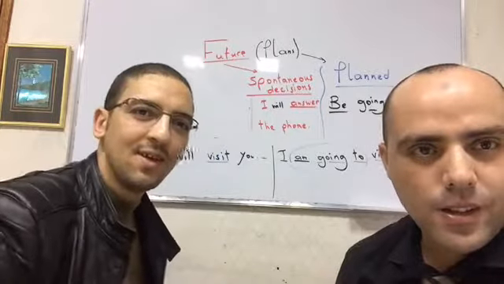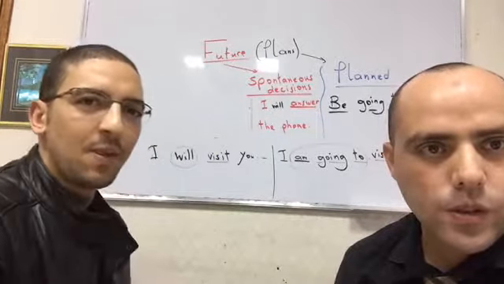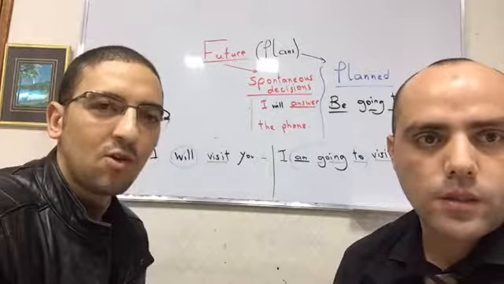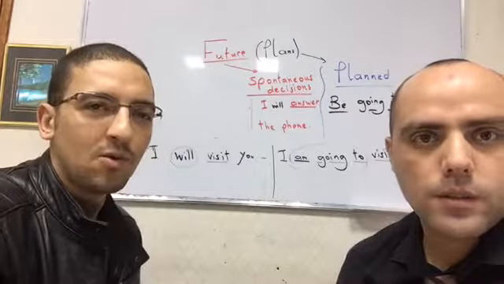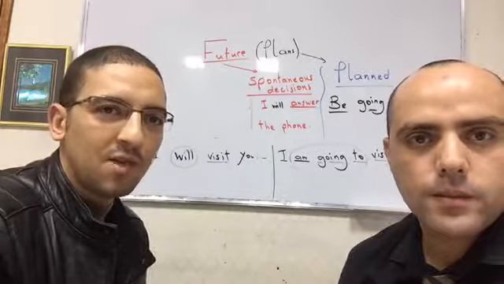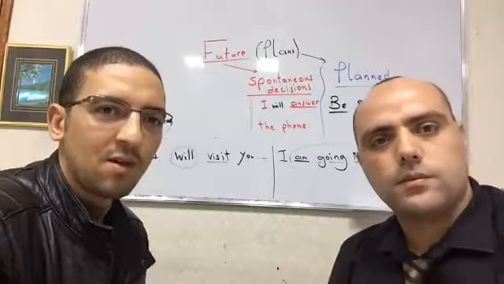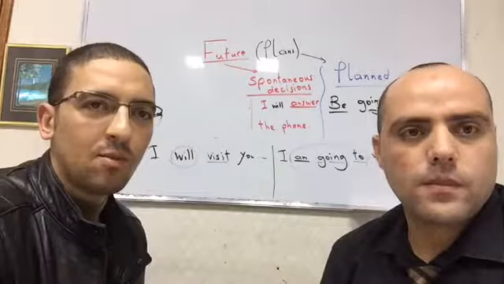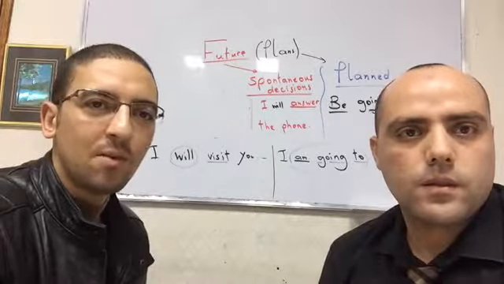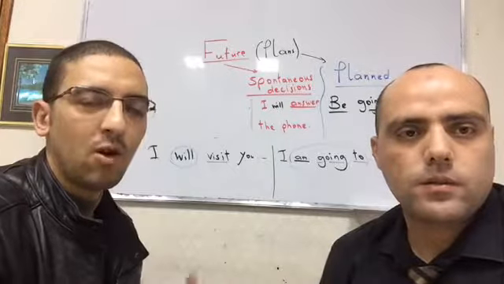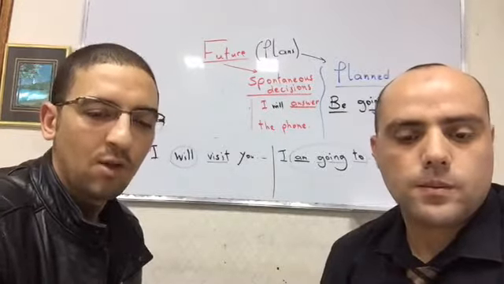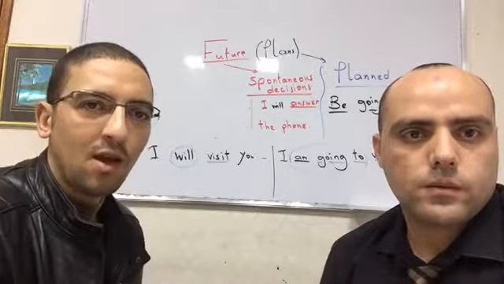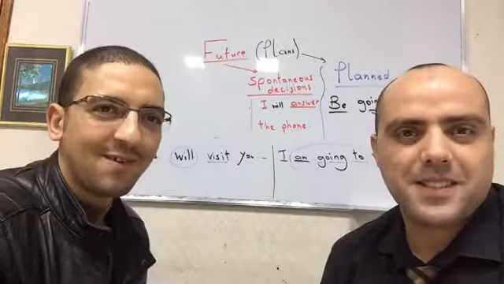Thank you. We use the future for many things, as we said, but we're not going to explain them all because we won't have enough time. So here we're just going to tackle these two uses. We use the future to talk about spontaneous things, like I will open the door, I will answer the phone, I'll pick it up for you, I'll help you as promises, or I'll shoot you as a threat.